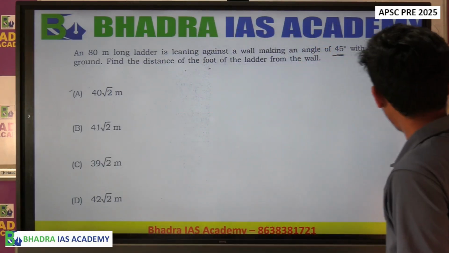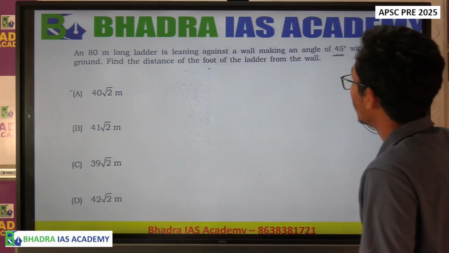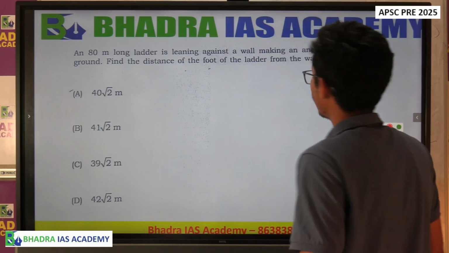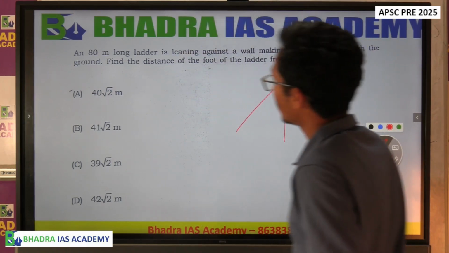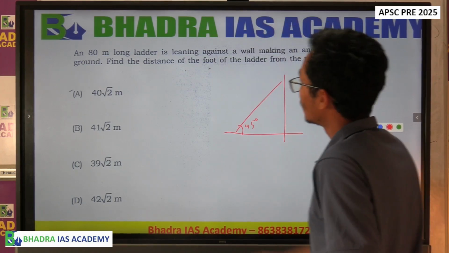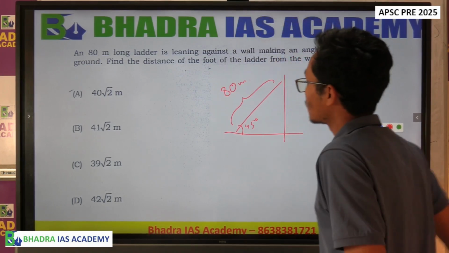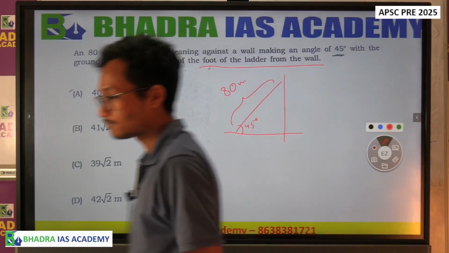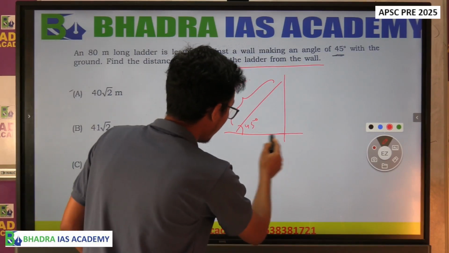So next, an 80-meter long ladder is leaning against a wall, making an angle of 45 degree with the ground. So koise je ladder ase mane jokhola ase, so ground er logot 45 degree angle kori ase. So your length to is this is 80 meter. So find the distance of the foot of the ladder from the wall. Okay. So who says a distance to kiman hobo.